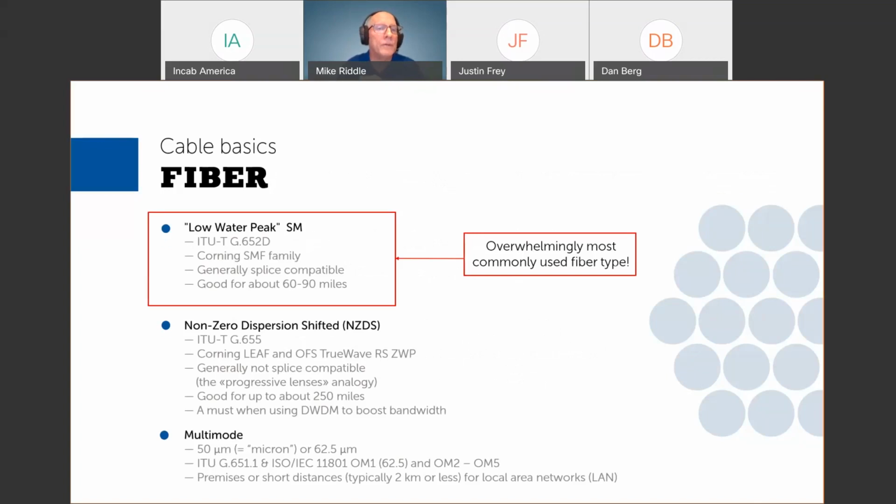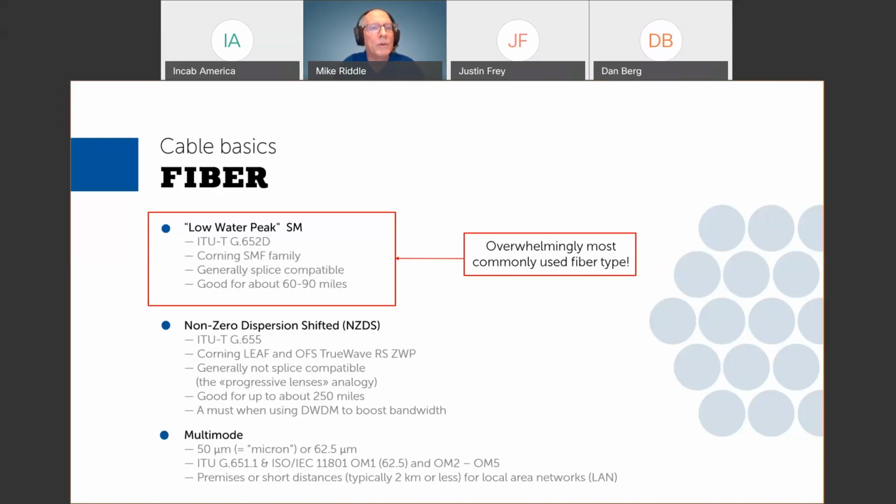So to begin with, the fiber itself. Now I'm only going to hit the highlights on fiber, and you see on here one topic is circled, and that's that the most common, overwhelmingly common type of fiber that we use is so-called low water peak single mode fiber. So when people talk about single mode fiber, they're generally talking about what's known as the low water peak single mode type fiber. The current standard for that is ITU-T G.652.D. That's an international standard recognized by everybody.